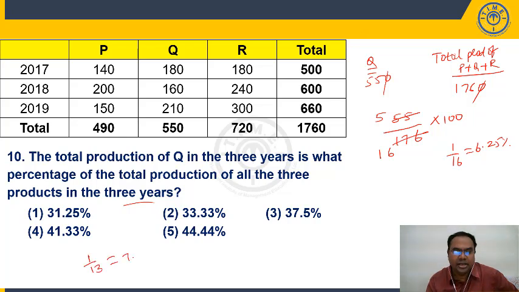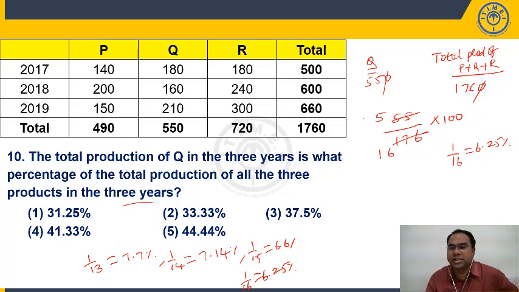1 by 13, 7.7% approximately. 1 by 14, 1 by 14 is how much? 7.14%. 1 by 15, 6.6%. 1 by 16, 6.25. Don't memorize their multiples. Remember these 4 reciprocal values.